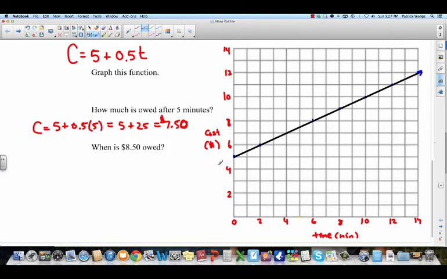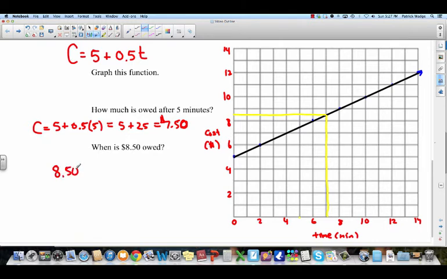When is $8.50 owed? Again, you could use your graph. You could go up to $8.50, which is right around here, go over to the line, and then down from there, and it looks like it's going to be at 7 minutes. Want to make sure? Let's use the formula. $8.50 is the cost, so that's actually going to go where C is.